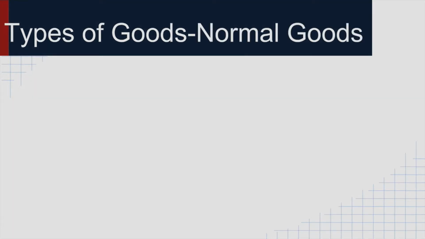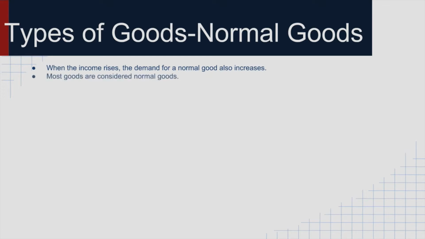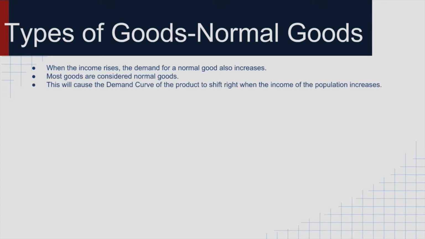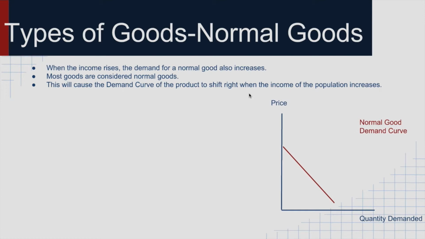This slide will deal with normal goods. So for a normal good, when the income of the population rises, the demand for the good will also increase. A typical good is considered a normal good. This will cause the demand curve of the product to shift right when the income of the population increases. This is represented by the graph here.